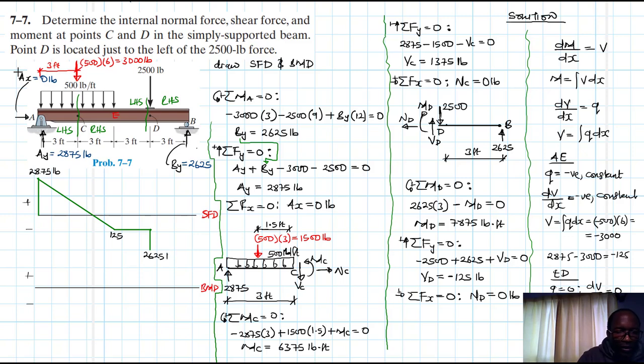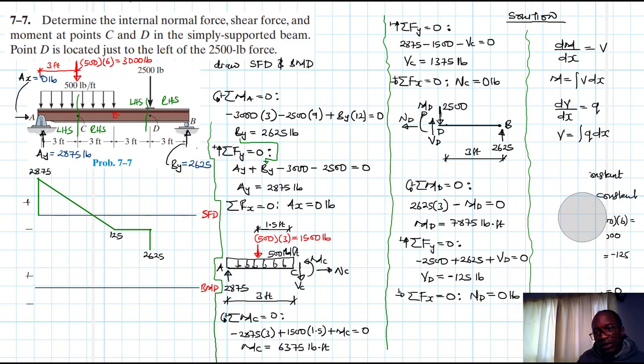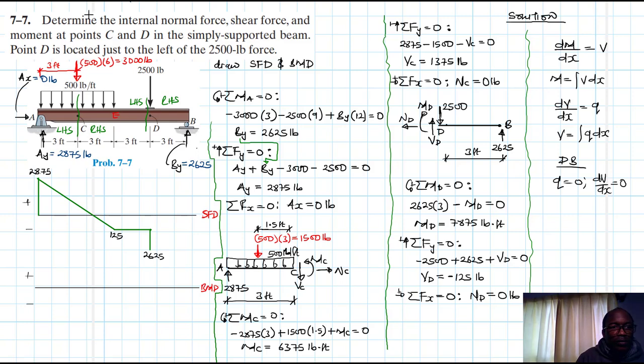We can forget about these units; we all know they are pounds, so we just make it uniform. Let me clean my slate because I've run out of space. Then later on, we know that from D to B, our q is equal to 0, and therefore the slope of our shear, dV/dx, is also equal to 0. So we just move with a constant slope up to there like this.